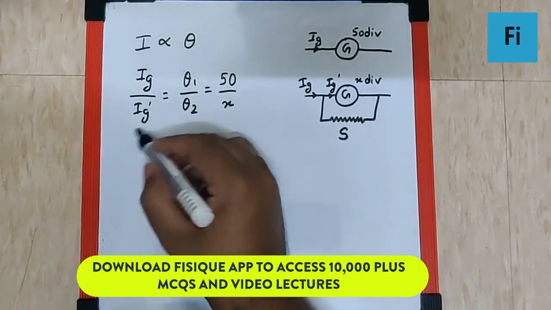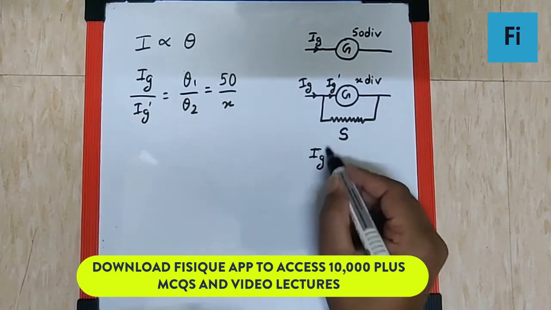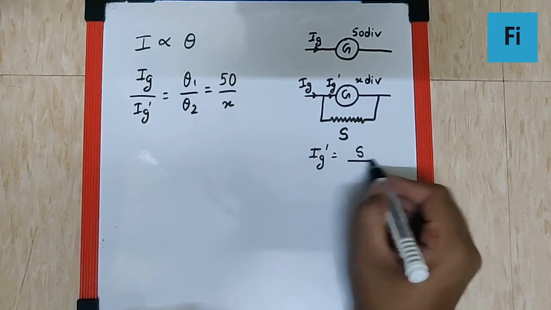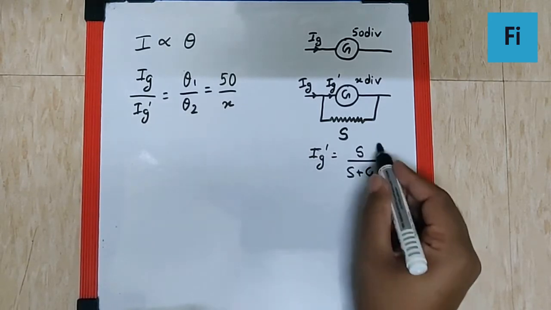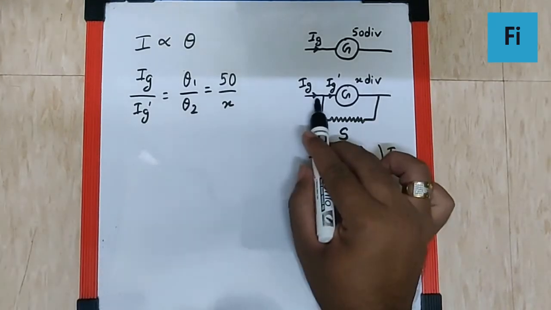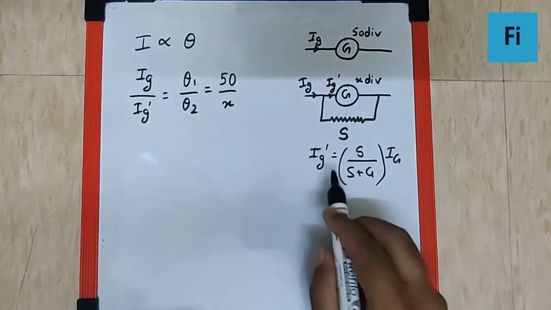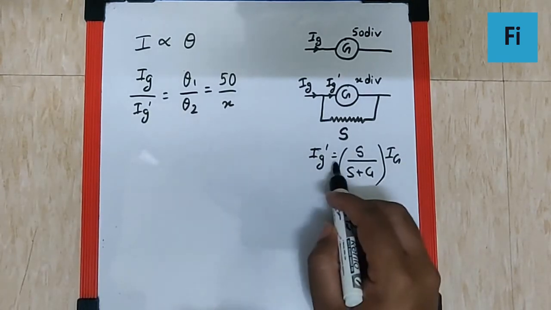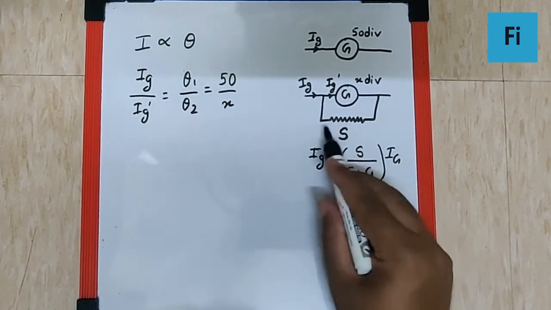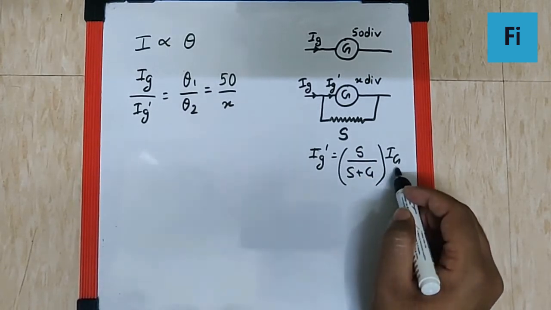But to find Ig dash, we have to use the current divider rule, where I can say Ig dash is going to be S upon S plus G, the whole into Ig, because the total current is Ig and Ig dash is the current in one branch. So the current divider rule says current in one branch is equal to the resistance in the second branch upon the total resistance, the whole into the total current.